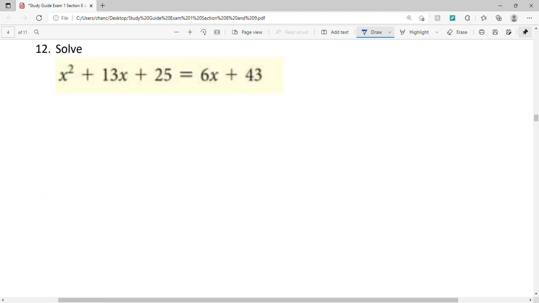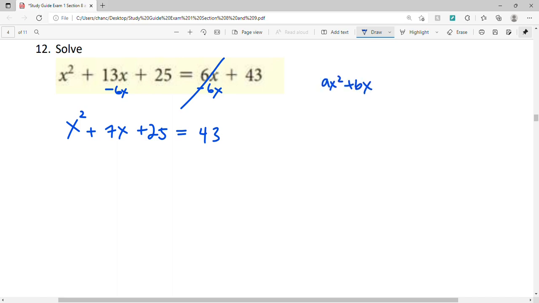For question number 12, we'll start by collecting like terms. So let's start by subtracting 6x from both sides. And so we have x squared plus 7x plus 25 is equal to 43. Now, in order to solve these quadratic equations, we have to rewrite it in that standard form. We want it to be ax squared plus bx plus c equals 0. And if we can do that, we can solve it by factoring. So we can subtract 43 from both sides now.